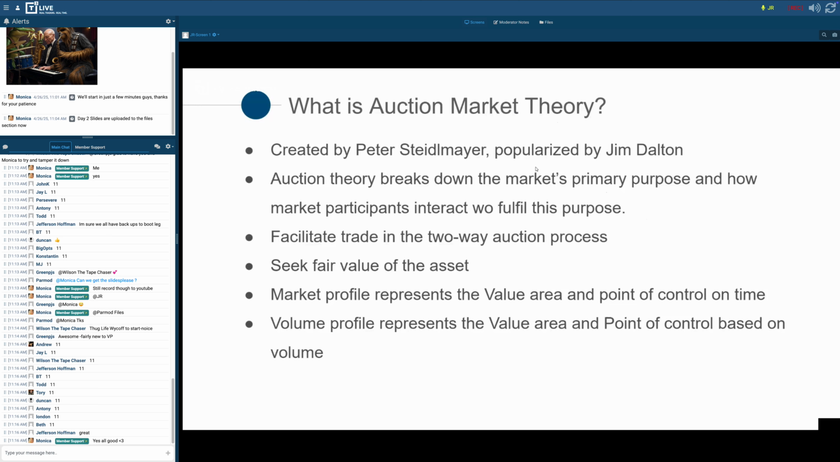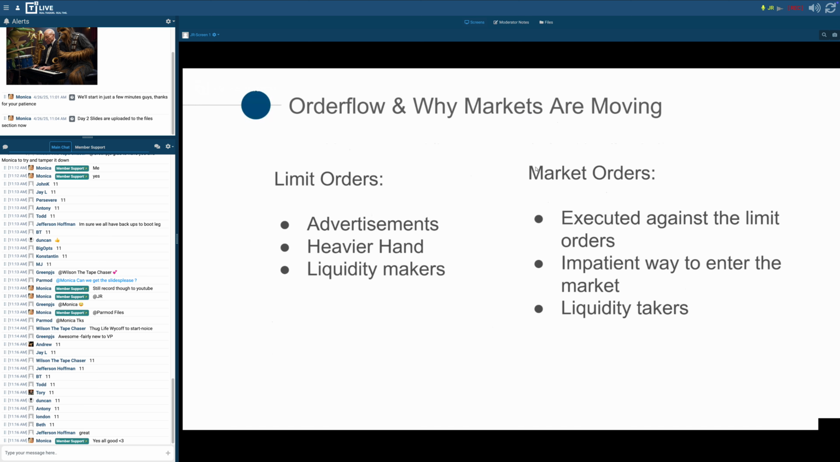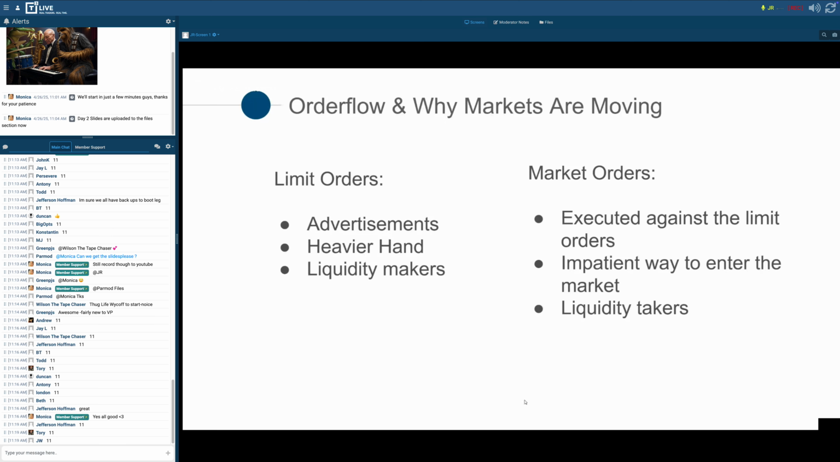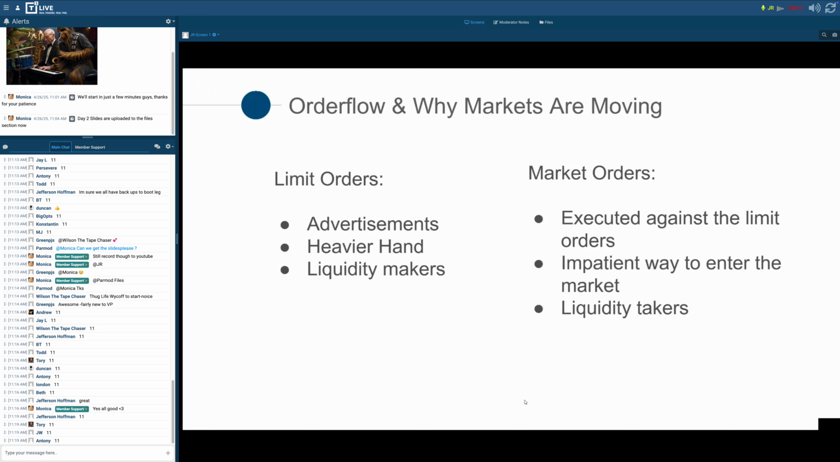So order flow and why markets are moving. Next is an important concept. A lot of people don't think about this. This is pretty obvious, right? But limit orders are really advertisements, right? When you put a limit order out, what you're doing is you're telling buyers and sellers what you're willing to pay, right? And you're providing liquidity for the market. How many of you guys get liquidity rebates through your platforms? How many of you get money back for offering liquidity to the market, right? Well, why are you getting rebates? Why do you think the market is paying you guys to provide liquidity?